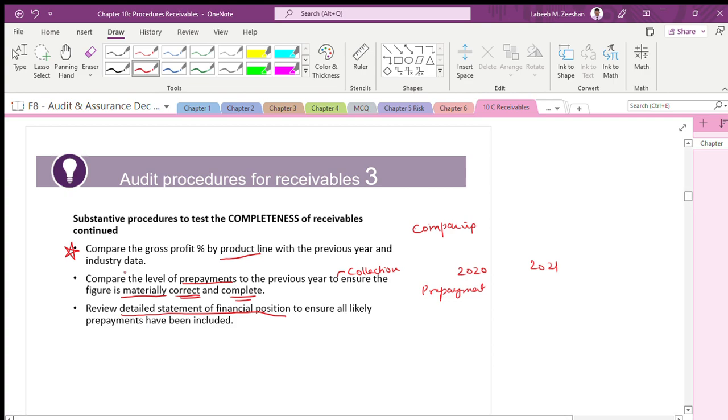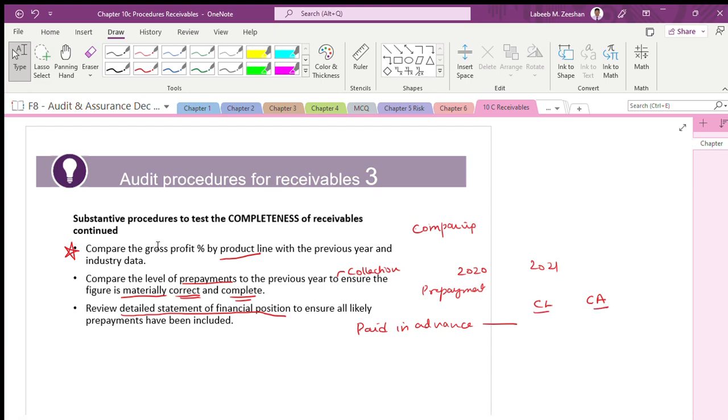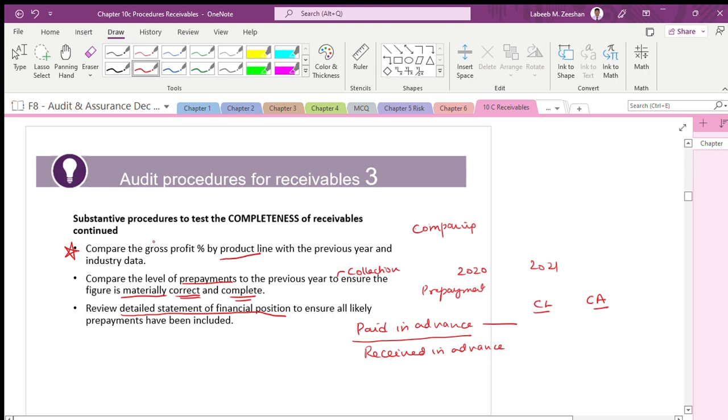See what happens? See the thing. Paid in advance. Paid in advance. Now I'm testing your accounting. It will be current assets or it will be current liabilities? Tell me very fast. You have paid in advance. You have received in advance. Paid in advance will be what? If you are paying in advance, for you it will be what? Current assets or current liabilities?